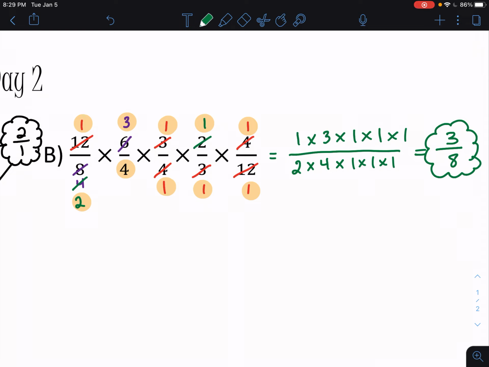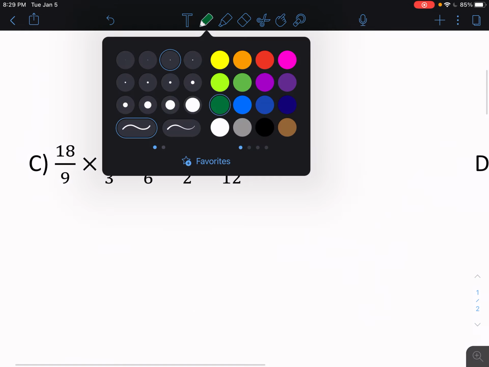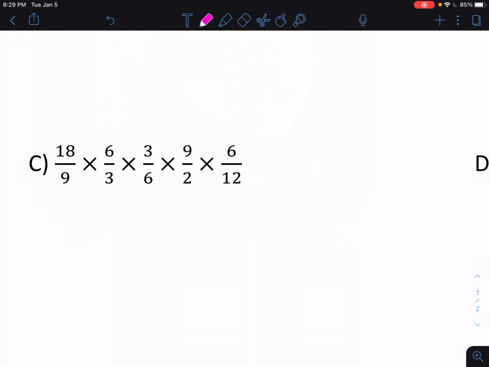So again, cancel out everything that's the same first, and then do your cross canceling until you can no longer simplify. So this one down here, I'm going to cancel out everything that's the same first. So 6 on top, 6 on the bottom, 3 on top, 3 on the bottom, 9 on top, 9 on the bottom. And now I can do my regular cross canceling.